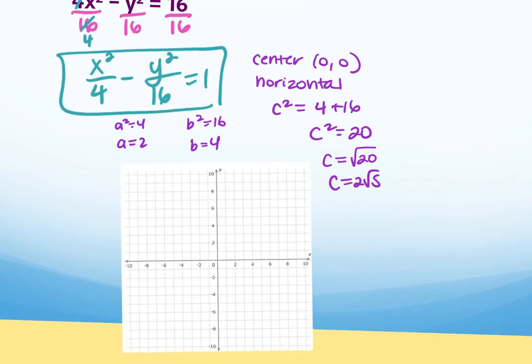All right, so now I'm going to graph what I've got. So I've got a center at 0, 0. We said it's horizontal, so I'm going right and left with the A. Right 2, left 2, and those are my vertices. Negative 2, 0, and 2, 0. Then I'm going up and down B, which is up 4, down 4, and those are the co-vertices.